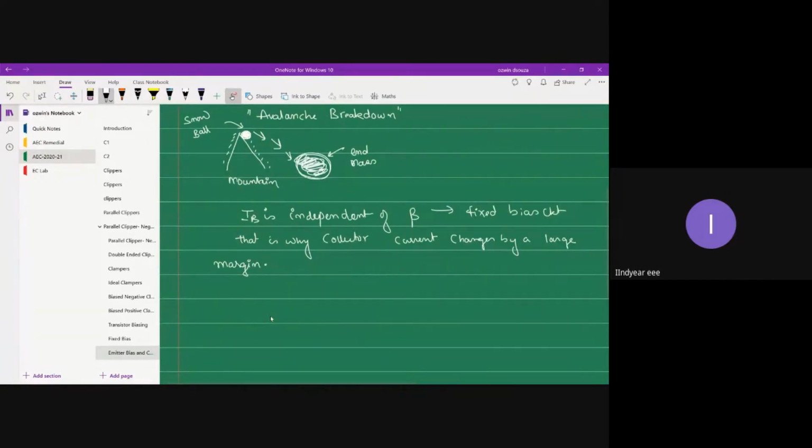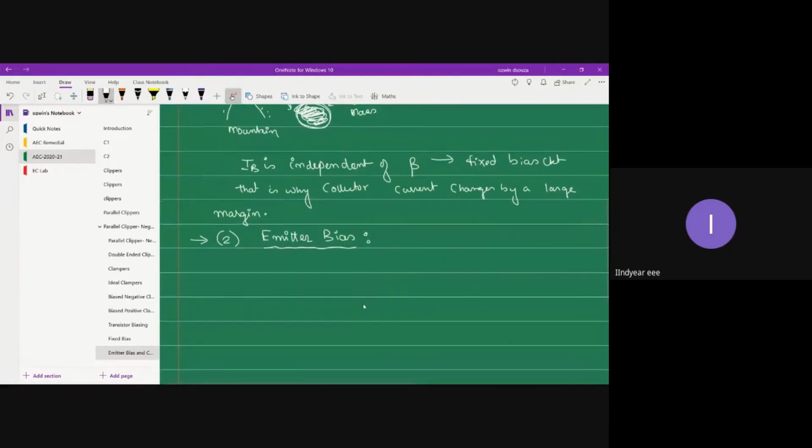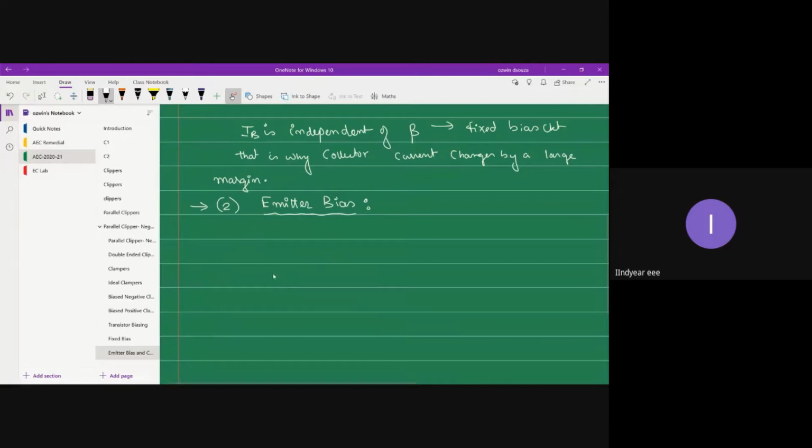So that being said, we can take up an improved version of the fixed bias circuit. That's our second circuit for the discussion, which is called emitter bias. You see, emitter bias is basically an improved version of the fixed bias circuit. So this is what the circuit diagram looks like. This is your transistor: collector terminal, emitter terminal, and the base terminal.